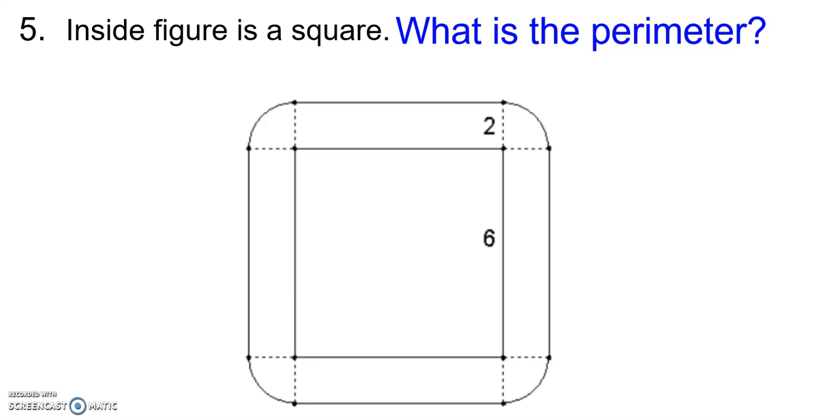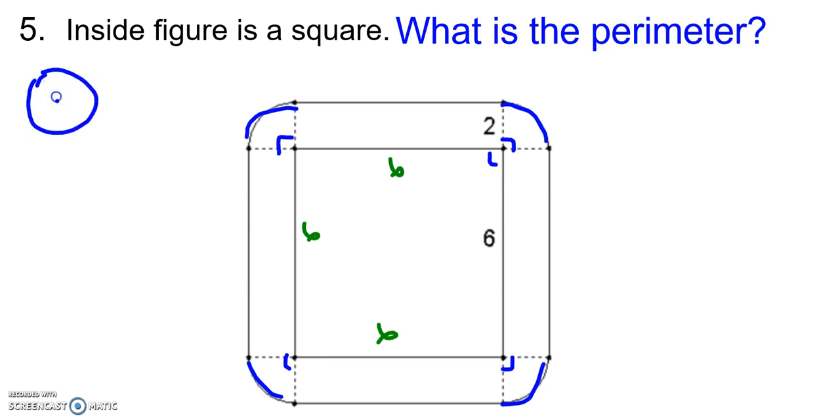Alright, the next question, again, similar to the last two, but a little bit more challenging this time. So our inside figure here is a square, and again, I want to know the perimeter of it. So since our inside figure is a square, we know we have 6s here. Okay, and then let's look at these corner pieces. So we can see here that this angle is going to be 90 degrees, right, because this is a square. So then if we look at all 4 of these, we'll notice that since each one is 90, all 4 of them put together would make up one circle with a radius of 2.